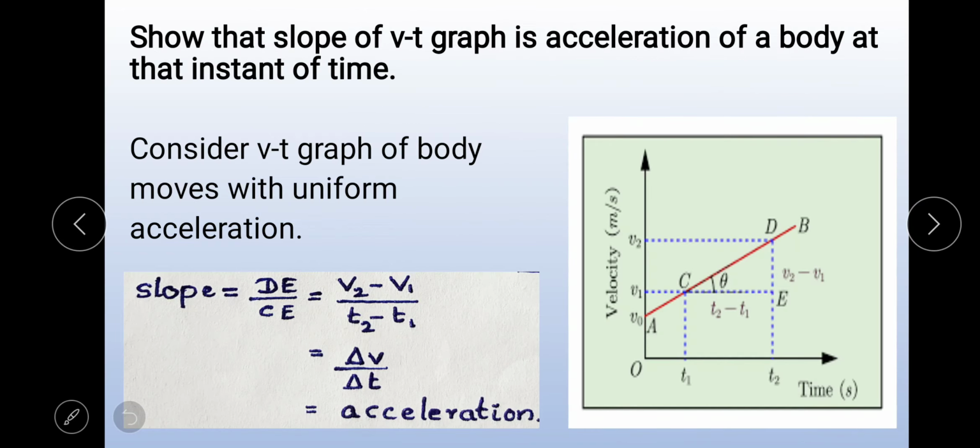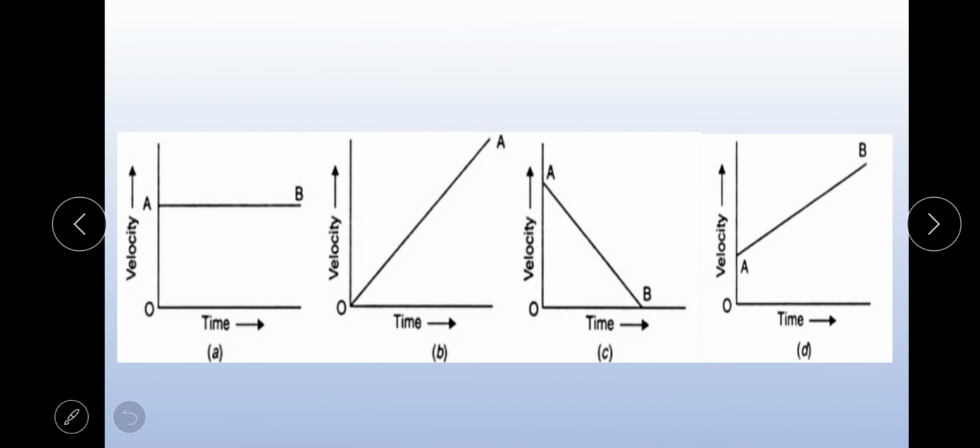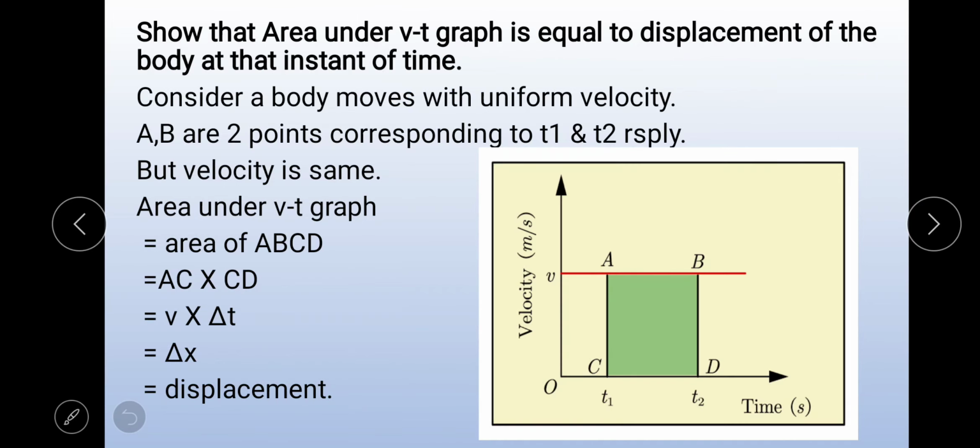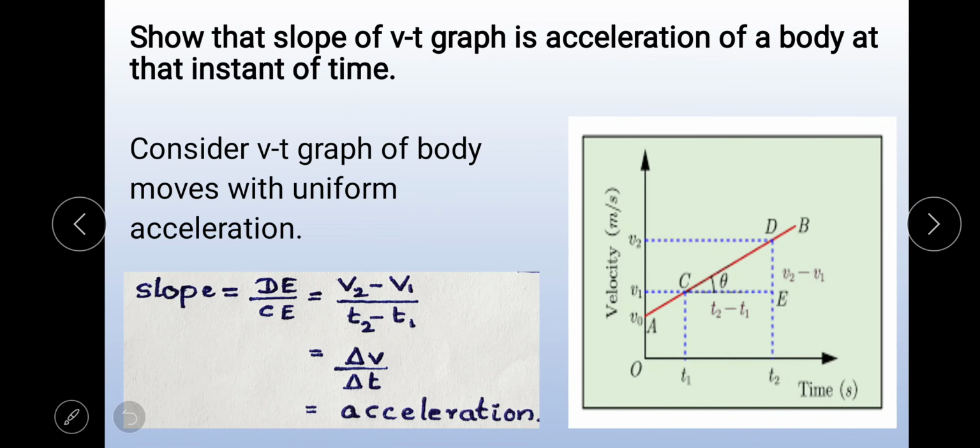Next, show that the slope of the VT graph is the acceleration of a body at that instant of time. So consider a VT graph of a body moving with uniform acceleration. For this you can consider either this graph or this graph to calculate slope. Here I considered the fourth graph.